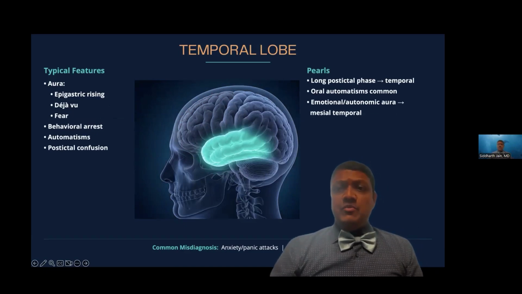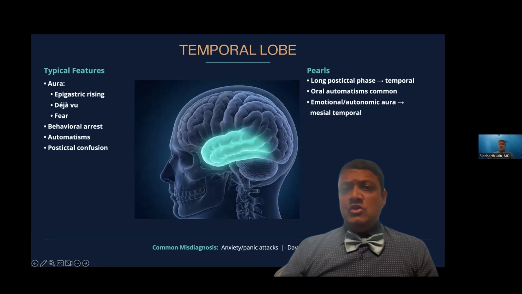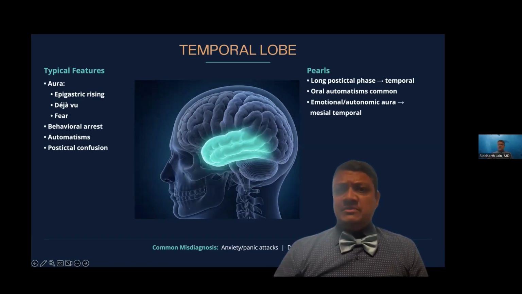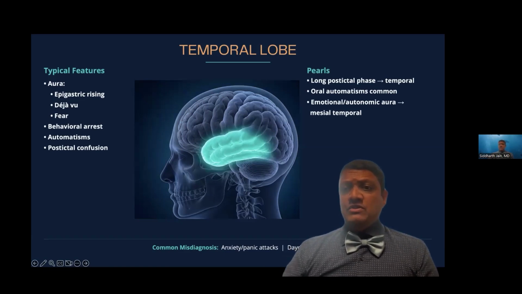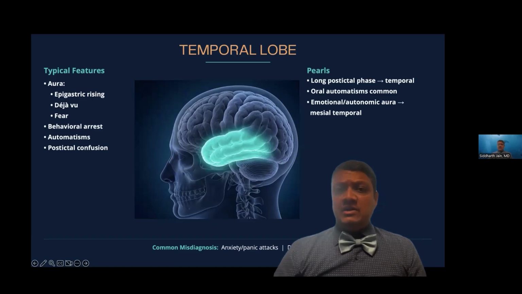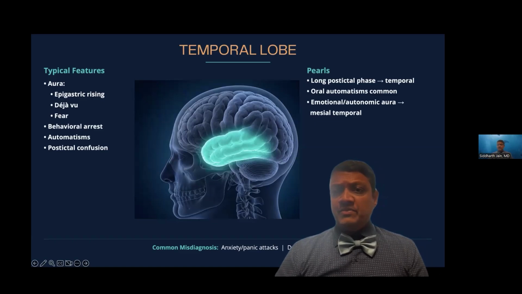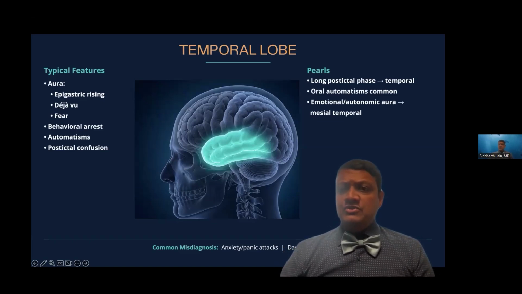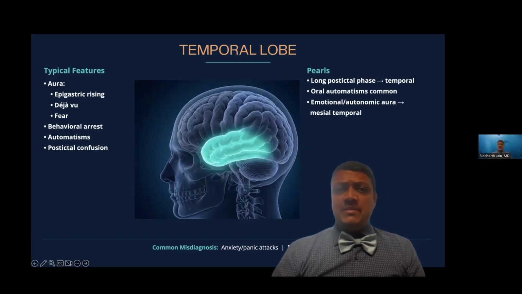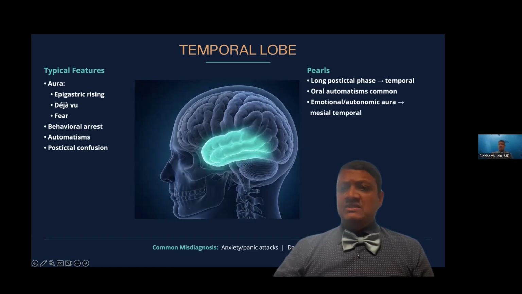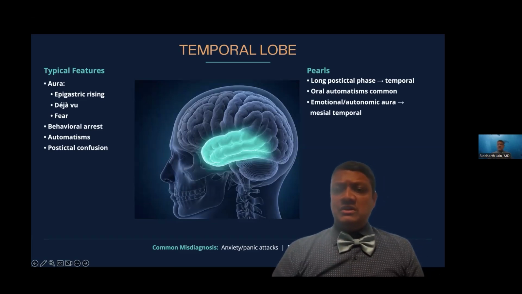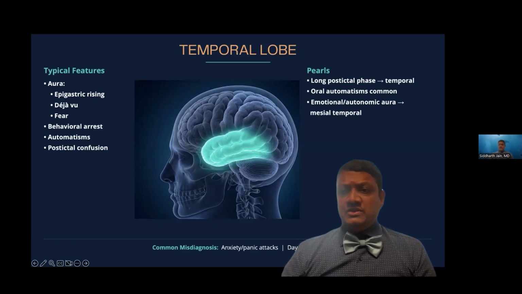Temporal lobe is the most common lobe of onset, especially as we go to adults, for focal onset seizures. The aura is the biggest clue in temporal lobe seizures. Common auras include an epigastric rising sensation, that is a feeling of something rising from the stomach to the chest. And usually it's almost consistent with mesotemporal onset.